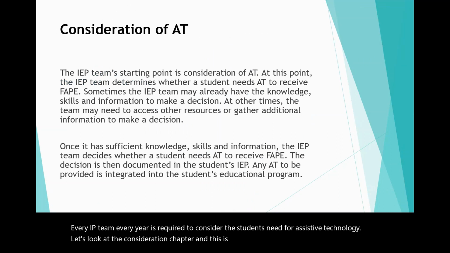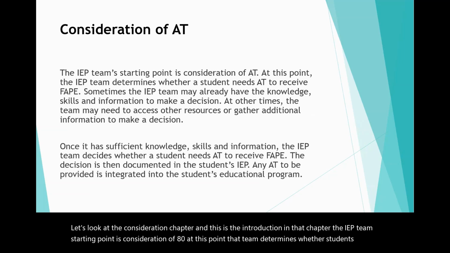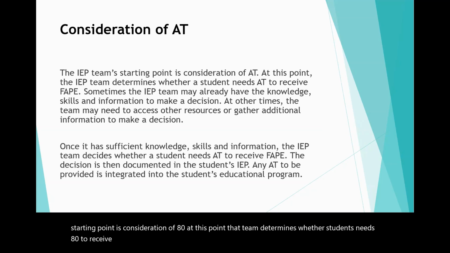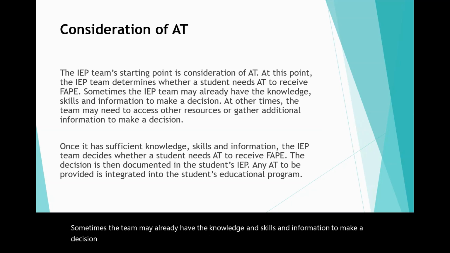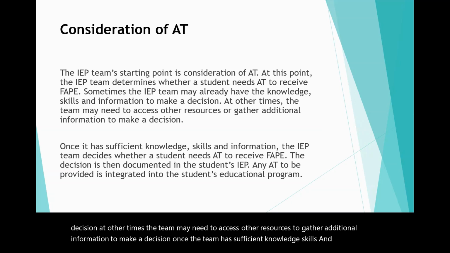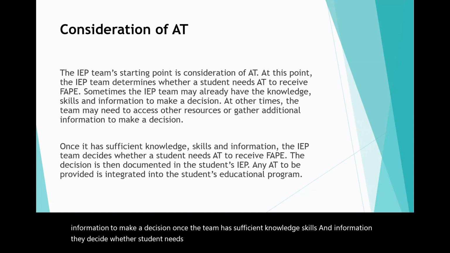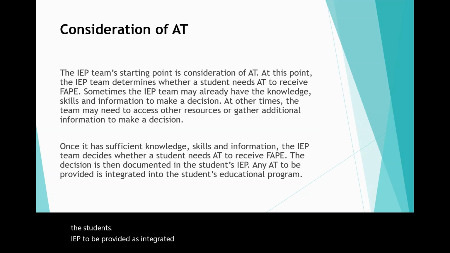And this is the introduction in that chapter. The IEP team's starting point is consideration of AT. At this point, the team determines whether a student needs AT to receive FAPE. Sometimes the team may already have the knowledge and skills and information to make a decision. At other times, the team may need to access other resources to gather additional information to make a decision. Once the team has sufficient knowledge, skills, and information, they decide whether a student needs AT to receive FAPE, and the decision is documented in the student's IEP to be provided as integrated into the educational program.